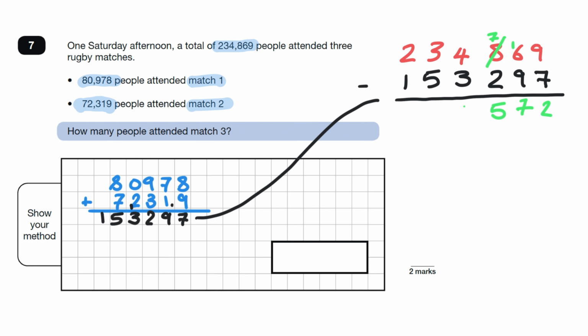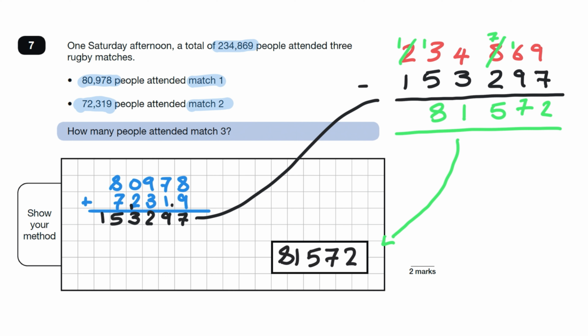7 take away 2 is 5. 4 take away 3 is 1. 3 take away 5, we can't do that, so we're going to need to exchange. 13 take away 5 is 8, and 1 take away 1 is 0. So at that point, we basically have our answer, and that needs transferring down into this box here. So we have 81,572, and that would get us our 2 marks for the 2 calculations that we've carried out. We've carried out a column addition, a column subtraction, 2 marks earned.